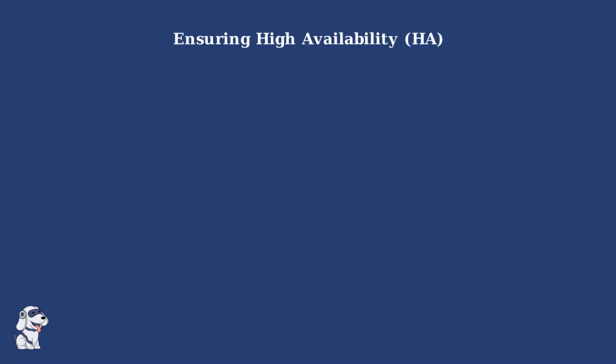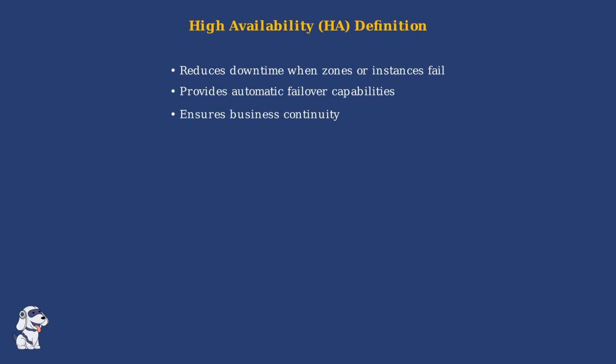High availability, or HA, is a critical feature that reduces downtime when a zone or instance becomes unavailable. Understanding how Cloud SQL implements HA is essential for building resilient database systems. High availability in Cloud SQL serves three primary purposes.